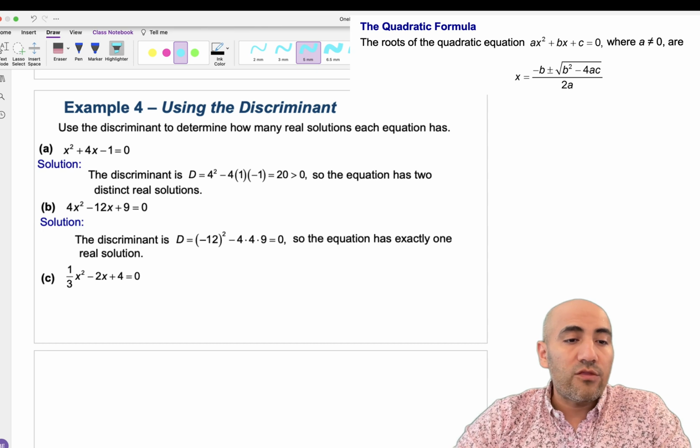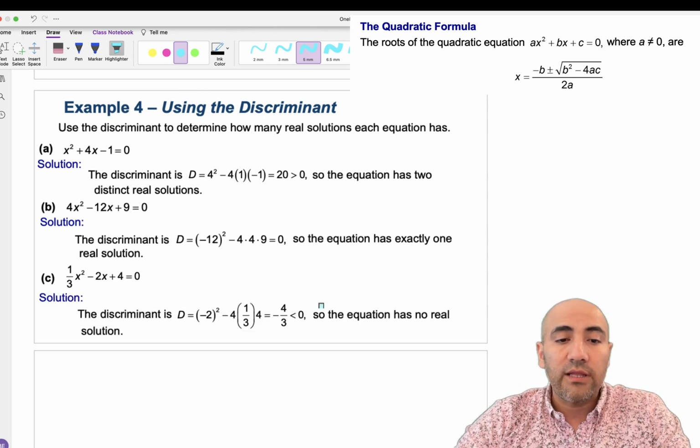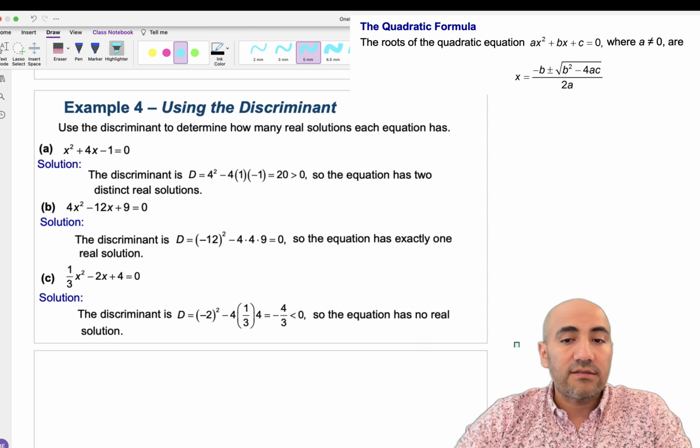Finally, if we have 1/3 x squared minus 2x plus 4, the a value is 1/3, the b value is -2, the c value is 4. Plugging it into our formula, we get -2 squared minus 4 times 1/3 times 4, which gives you -4/3. It's a negative number. We know that we can expect no real number solutions in this case.